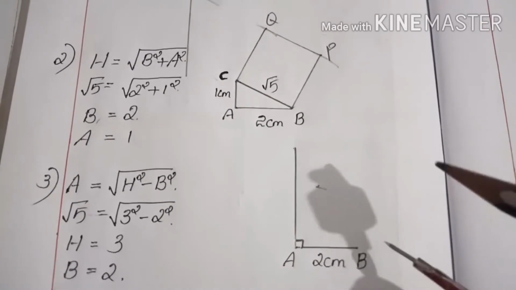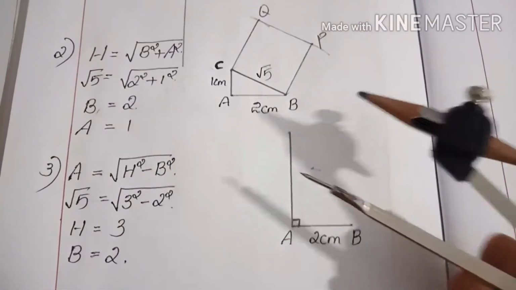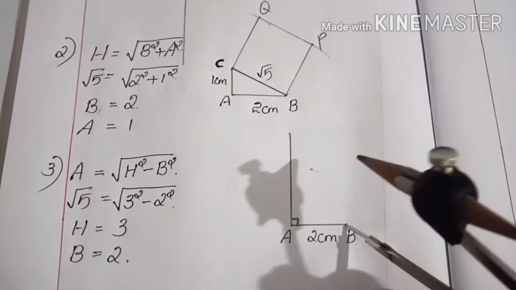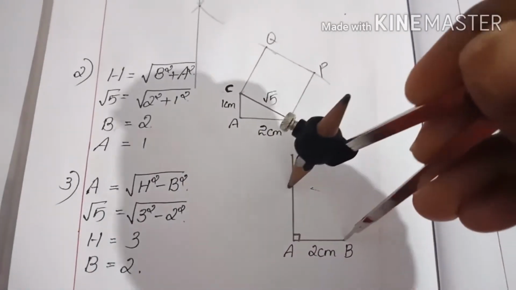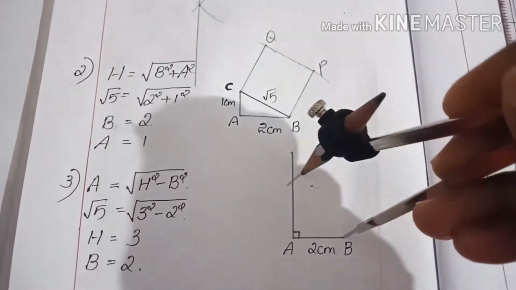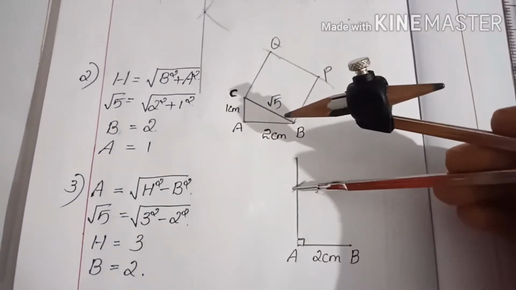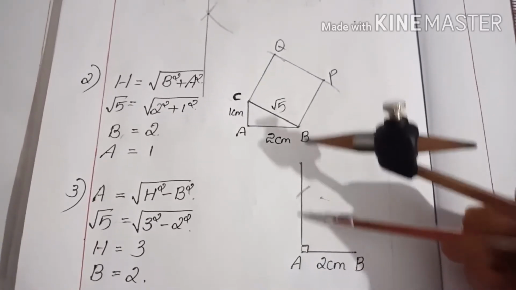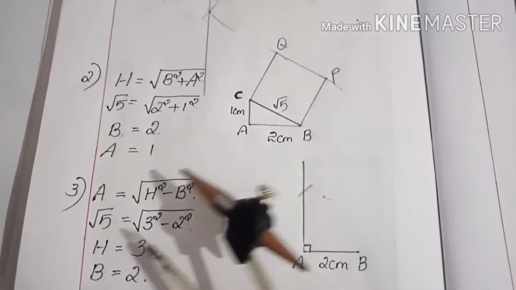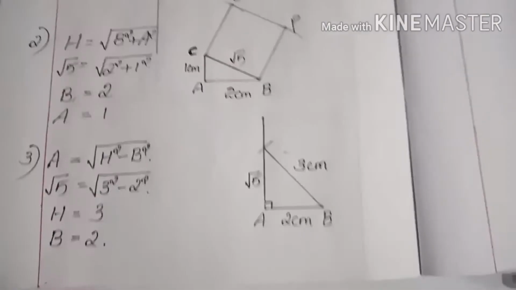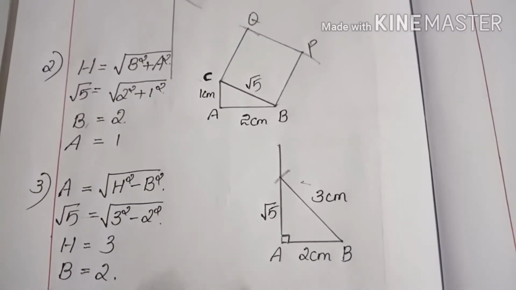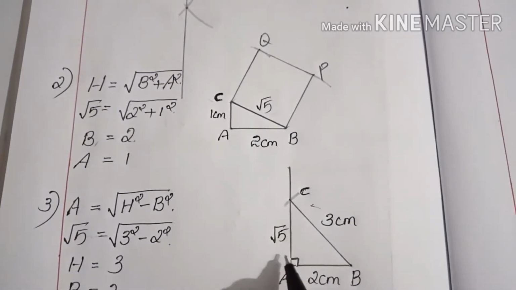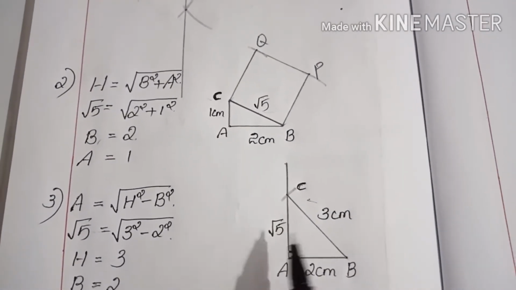Now hypotenuse we need to draw. This is 3 centimeter, I have already measured. So keep the point at B and draw a 3 centimeter arc like this. Now by joining this line, that will be 3 centimeter and this measurement, that is altitude, will be root 5. Like this you will get. So here AC is root 5 centimeter.